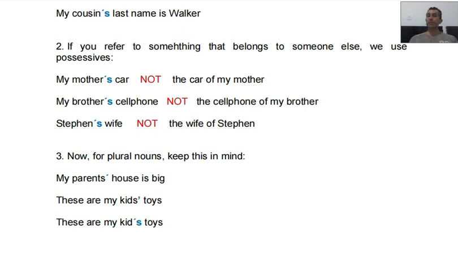These are my kids' toys. Miren la diferencia entre la 2 y la 3. Look at the difference between line number 2, line number 3. Cuando decimos en la segunda, these are my kids' toys, ese kids solo va con el apóstrofe porque ya es el plural. Estos son los juguetes de mis niños, plural. Pero si decimos la tercera, these are my kid's toys, ese kid solamente es un niño, o sea que son los juguetes de mi niño. Miren la diferencia. ¿Sí la cogieron?